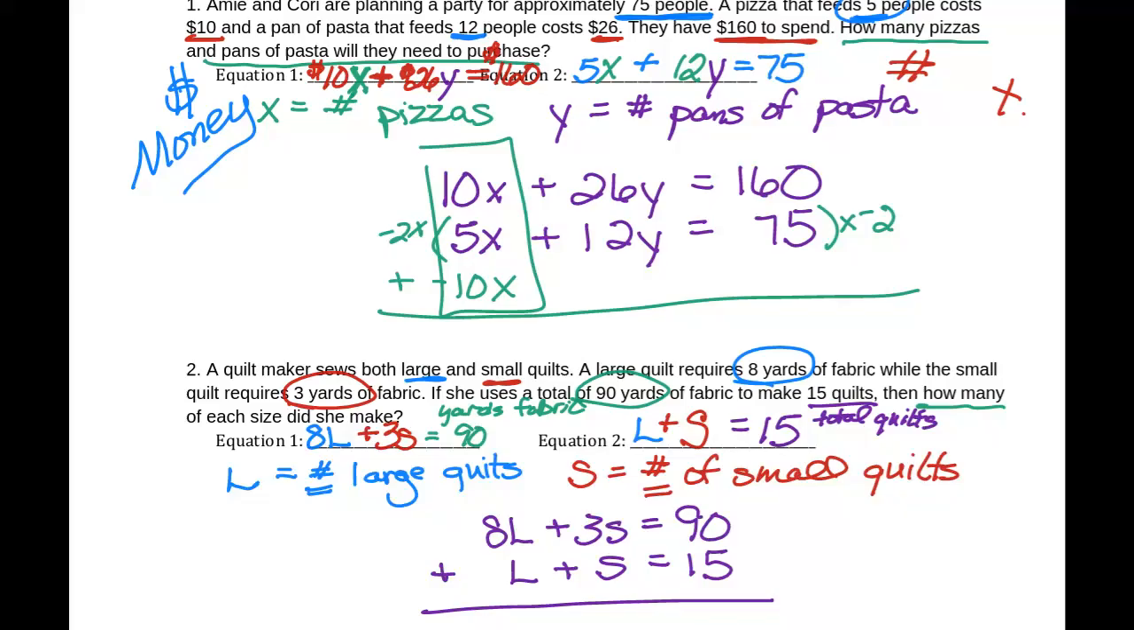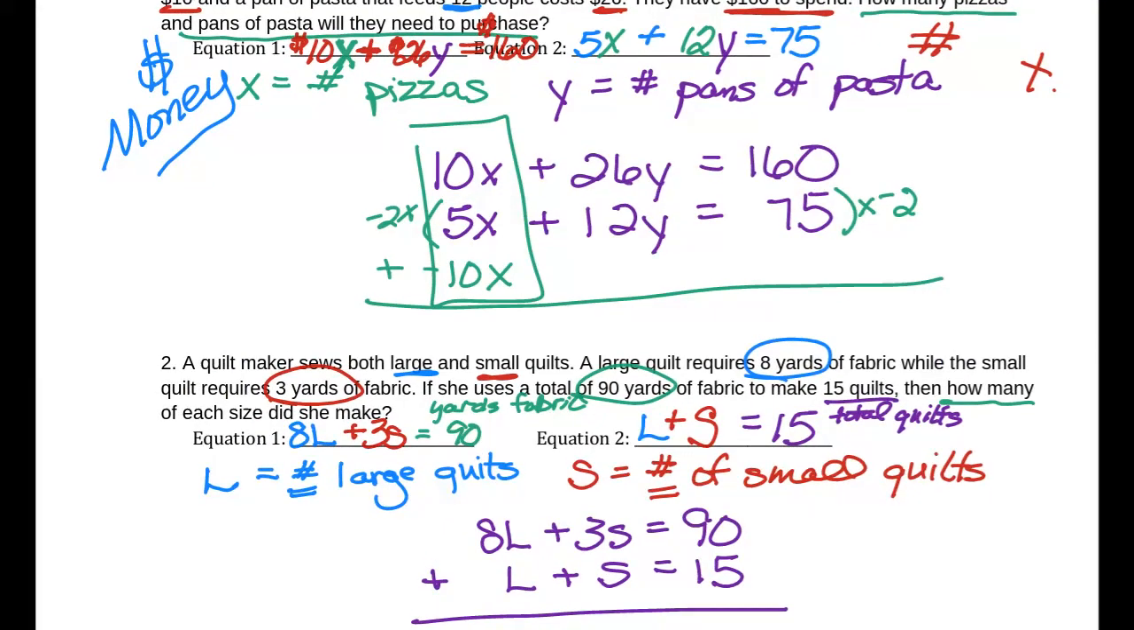So we were multiplying -2 times the second equation to try to eliminate. So we did not finish writing the entire equation out. So -2 times 12y is going to be -24y. And -2 times 75 is going to be -150.